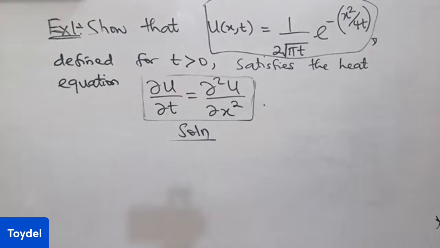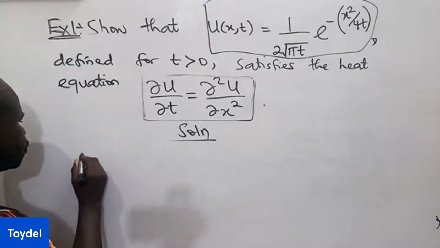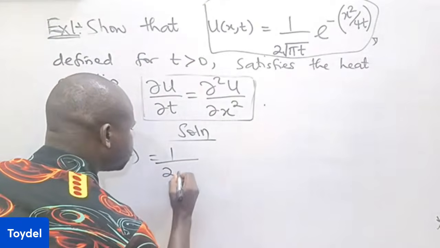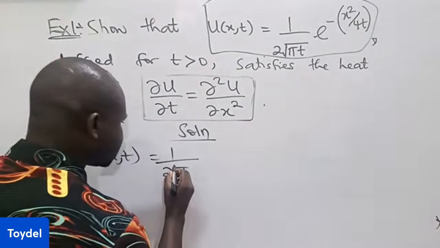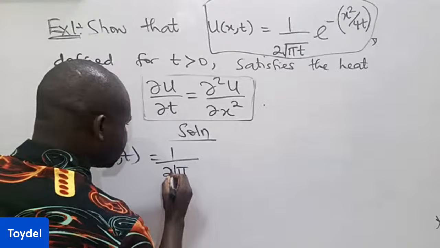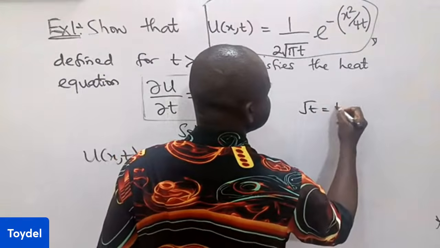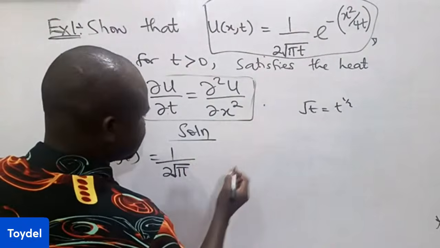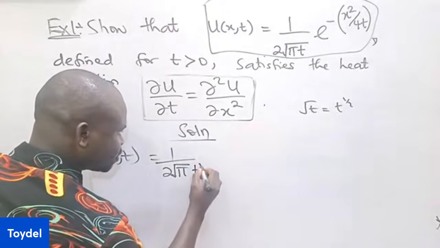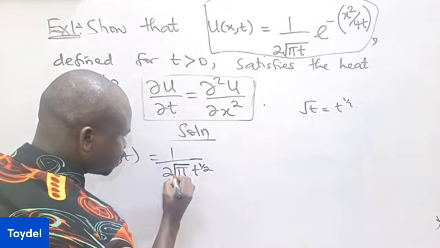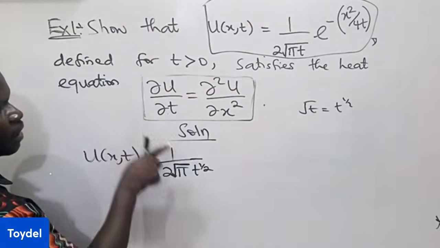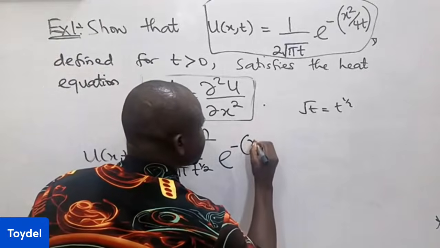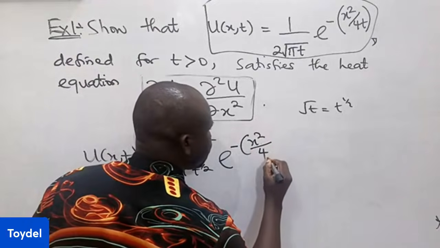So now let's go. What is u? U of x comma t is given as 1/2 square root of pi, and the square root of t is the same thing as t raised to the power half. I don't want to include the square root here, because we want to find di u di t, so I want t to be separated: 1 over 2 square root of pi, t raised to power half, times exponential of minus x squared over 4t.